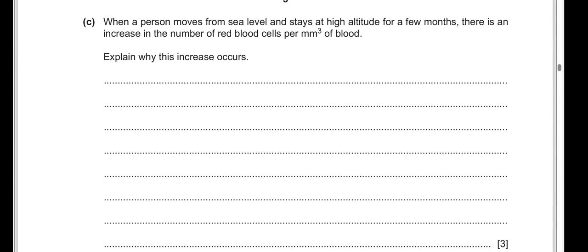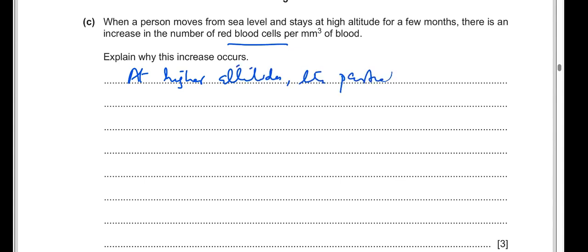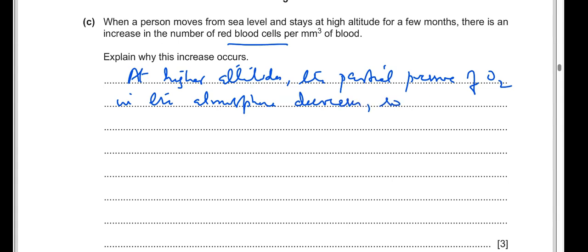So we have to write down here about the number of red blood cells. So we see that at higher altitudes, the partial pressure of oxygen in the atmosphere decreases. So there is less saturation of hemoglobin with oxygen.